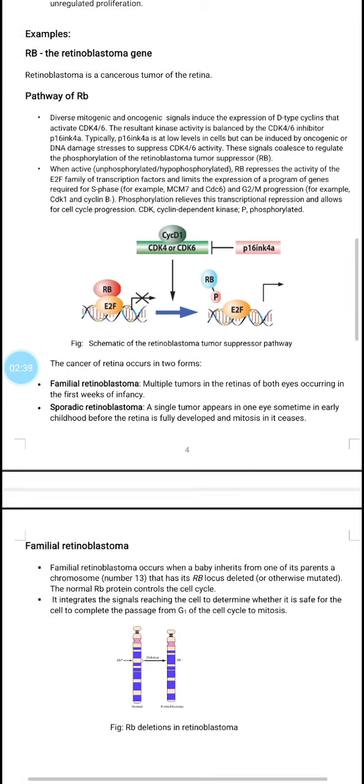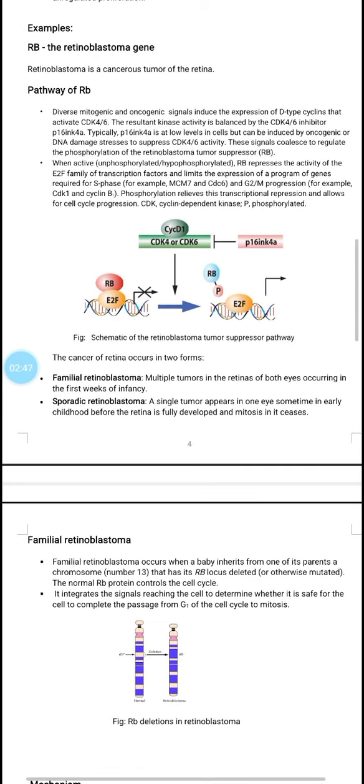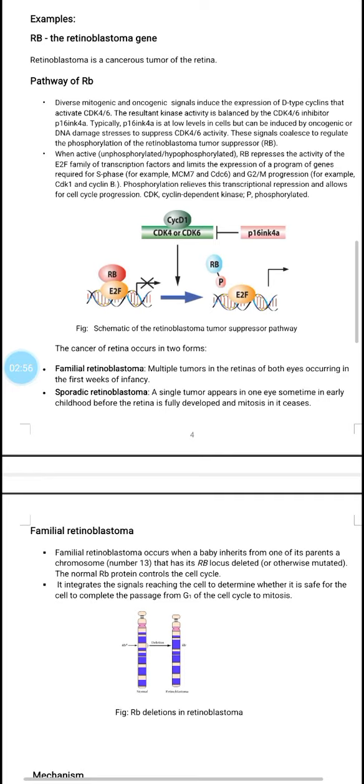These signals coalesce to regulate the phosphorylation of the retinoblastoma tumor suppressor. When active, unphosphorylated or hypophosphorylated, RB represses the activity of the E2F family of transcription factors and limits the expression of a program of genes required for S phase.